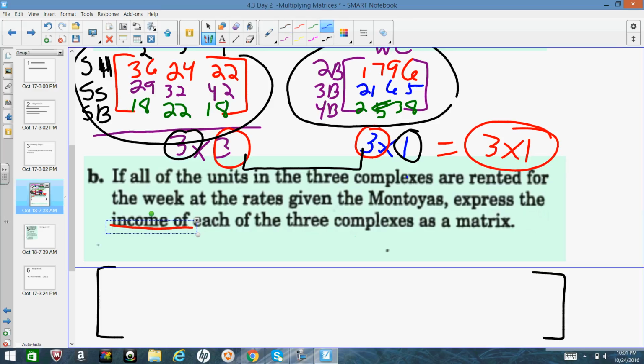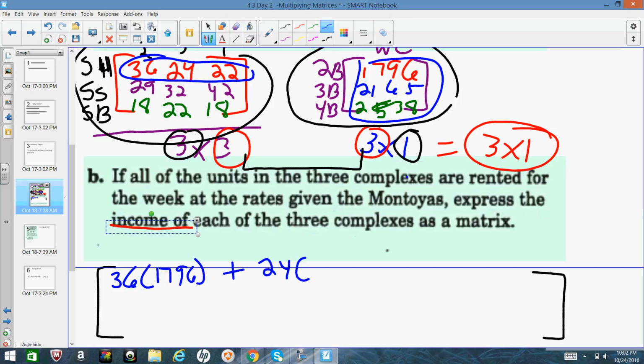So first of all, I'm going to take the top row of my availability times the column of my price, the only part of the income. So I would have 36 times 17.96 plus 24 times 21.65 plus 22 times 25.38.